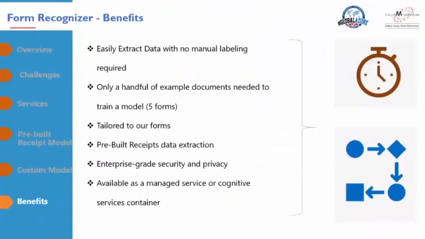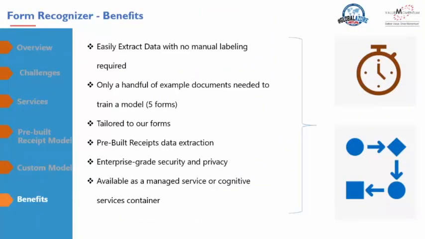Now let us look at the benefits. Most of them are pretty obvious based on the discussion that we are having. It easily extracts data with no manual labeling required. Only a handful of forms are required to train our model and tailor to our forms. This is very important because we will be able to tailor to our specific forms. So you may have a complex form, but you can still train the model to learn that form specifically, and extract and then predict.